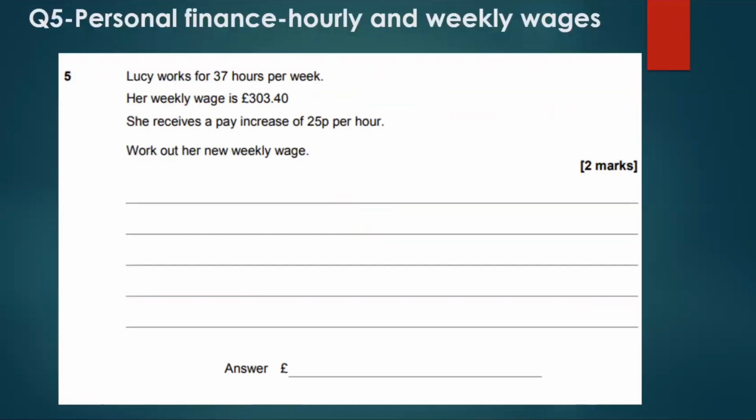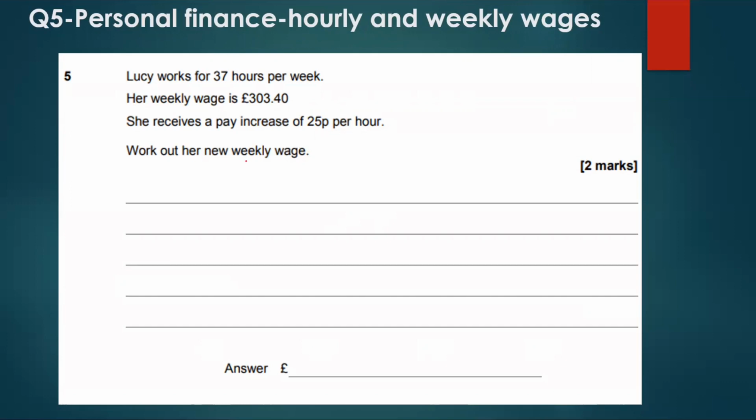Okay, thank you, Abdallah. I'm going to carry on now with question number 5, which is about Lucy. Now, Lucy works for 37 hours per week. Her weekly wage is £303.40, sorry, and she receives a pay increase of 25p per hour.